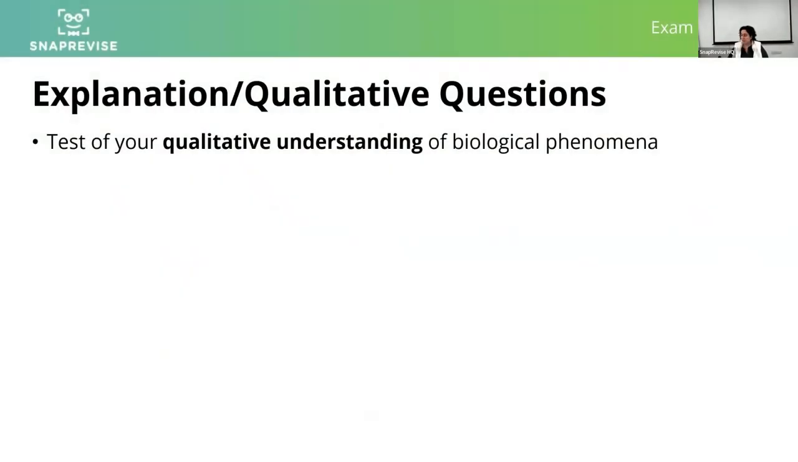All right, so explanation and qualitative questions. We already talked about some of the simpler descriptive or explanation questions that are worth around 3 marks. Now we're going to go into ones that are worth a few more marks, that you have to go into a little bit more depth, which again test your qualitative understanding of biological phenomena.